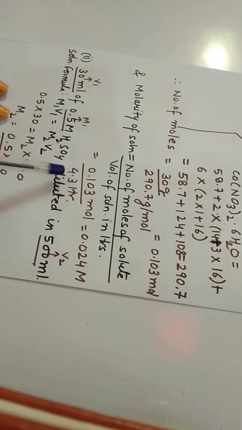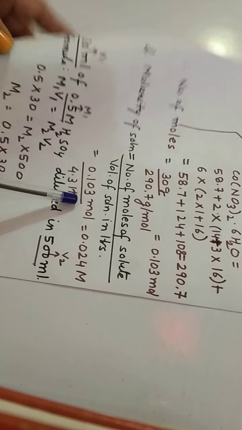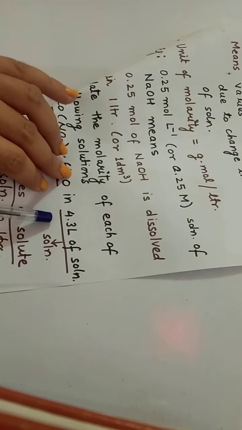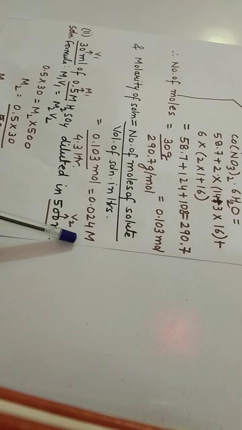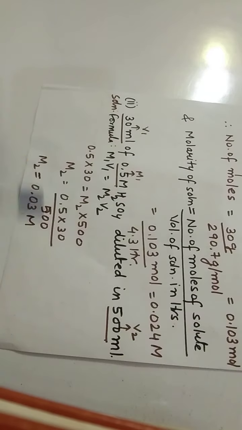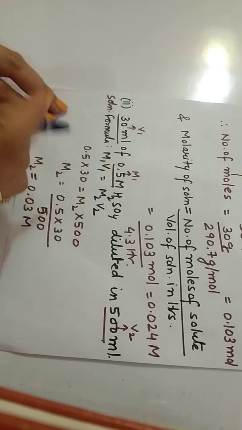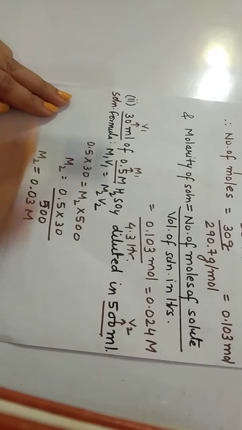So moles are this, which we have just found out, divided by the volume of solution in liters. It is given in the question only. It equals 0.024 capital M, which is the molarity. Second part, you need to find out the molarity of this one.